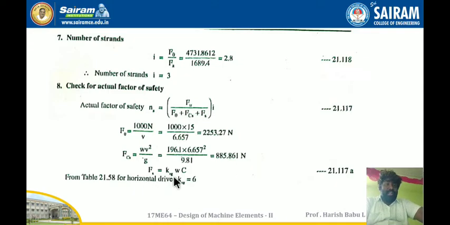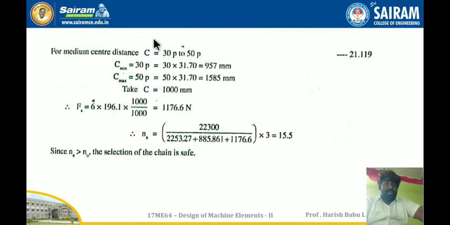And Fs, that is KSG into W into C. For a horizontal drive, KSG will be equal to 6. And C is 30p to 50p. So I want to assume the C maximum and minimum, and find out both the values. So I want to assume C is equal to 1000 mm. So Fs is equal to 6 into 196.1 multiplied by 1000. 1000 is in mm, so I want to convert it into meters, so divided by 1000. I want to get 1176.6 Newton. So substituting all these values in the previous equation, I'm going to get NA is equal to 15.5. So NA is greater than N naught, so the selection of the chain is safe.